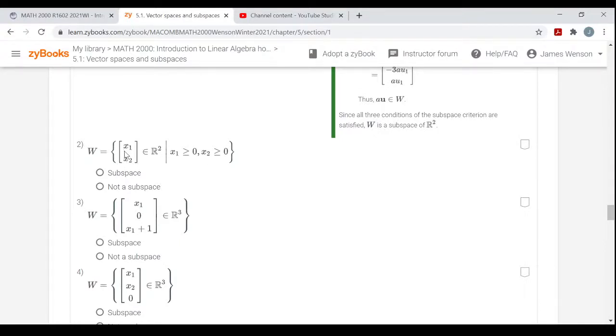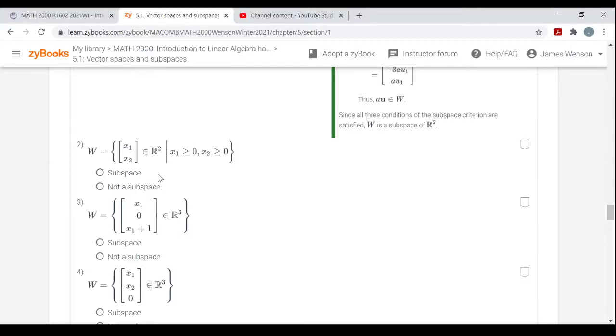Is it closed under addition? Yeah. If you take a vector with two non-negative components, add it to another vector with two non-negative components, you're going to get a vector with two non-negative components. So you'll get another vector in W, sure. But is it closed under scalar multiplication? That answer is no.